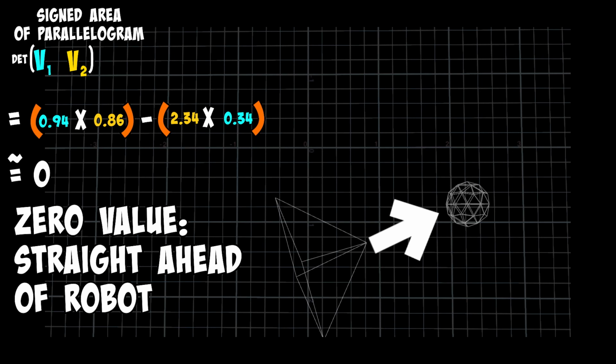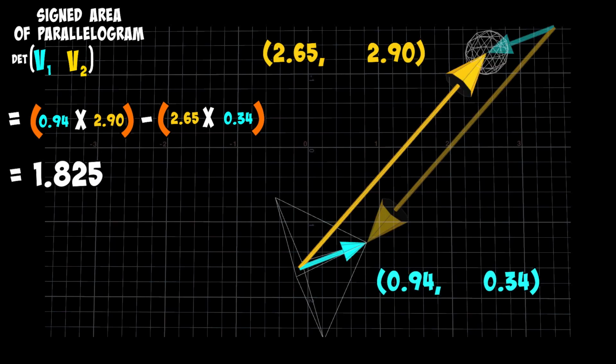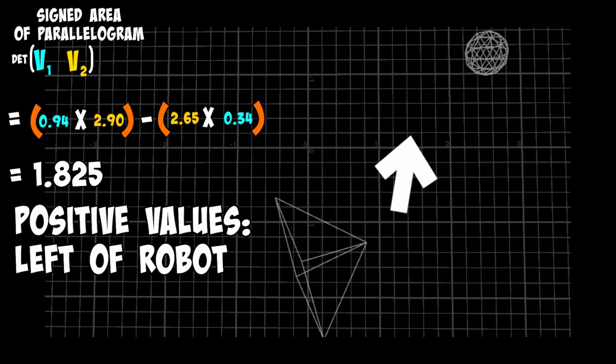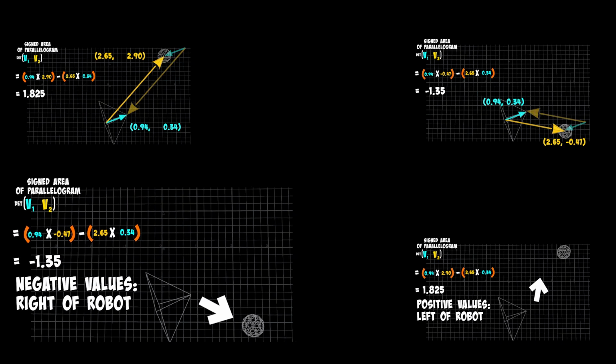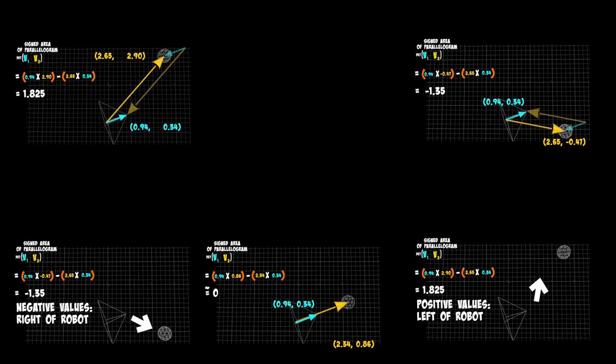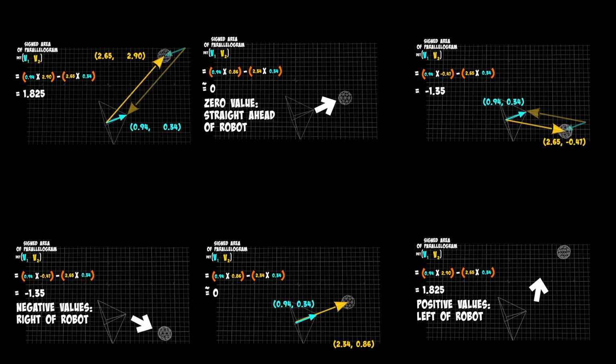There we have it. We can use this method as a left-right detector. Now we have a basic understanding of the math behind the cross product. We also understand how to use some of the tricks we just learned to create a left-right detector and complete the robot and sphere scene.